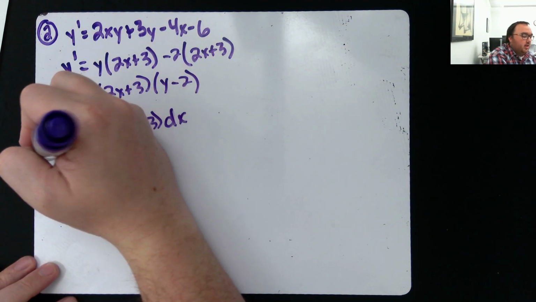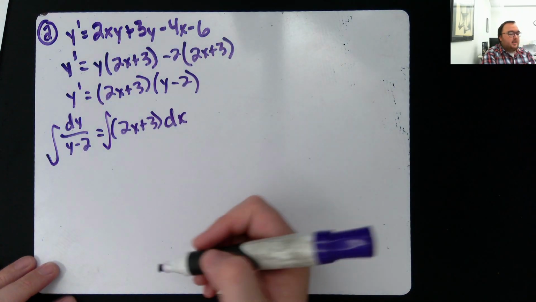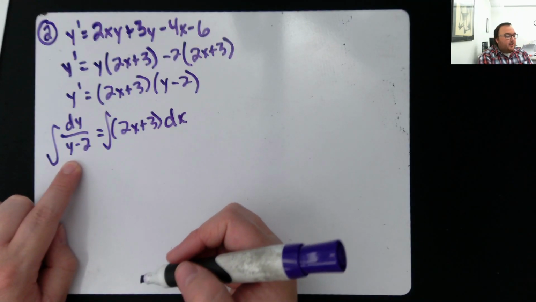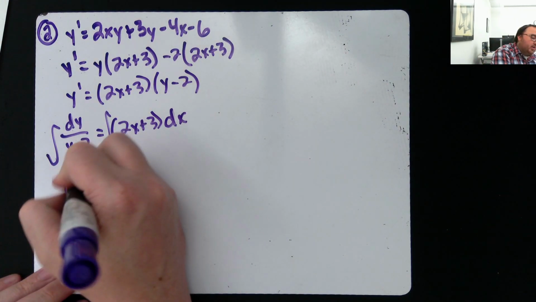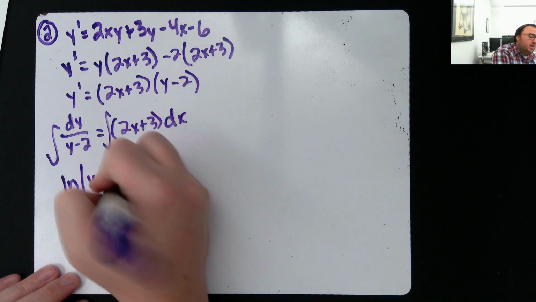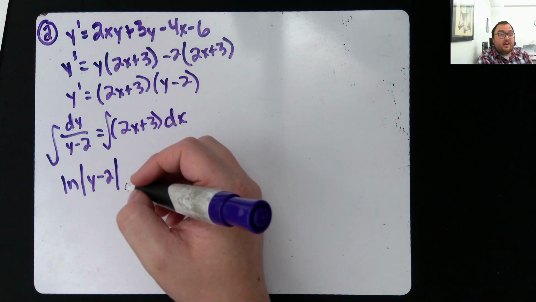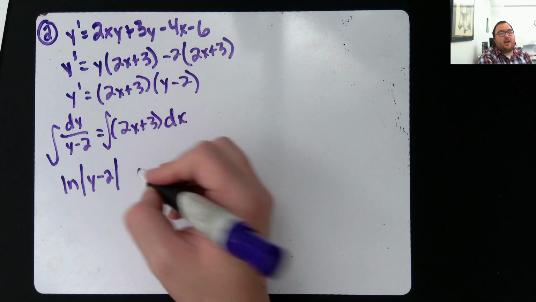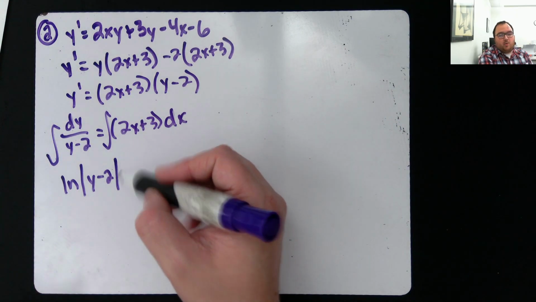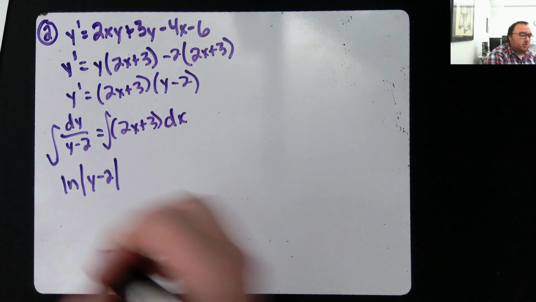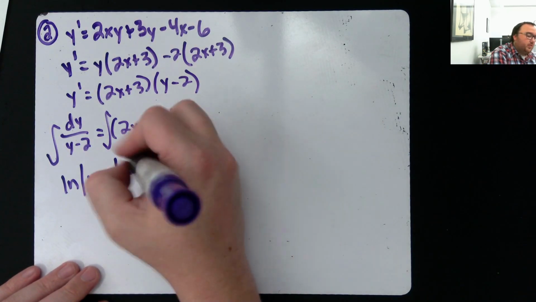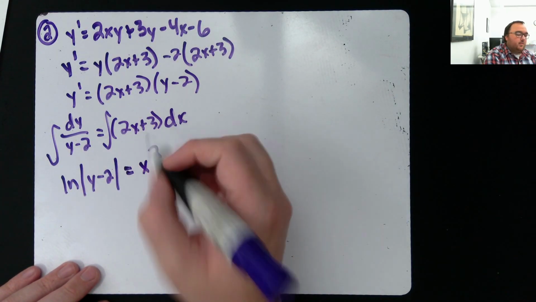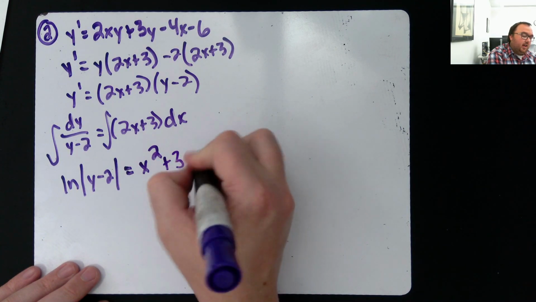So now antiderivative of both sides. This is the natural log, and since it's just one y, I can just leave it as natural log, absolute value of y minus 2. Again, I should put plus c, but I don't have to, because I would move it to the right side and put it with that one. 2x, the antiderivative of that is x squared. For 3, it's just 3x, and then plus c.